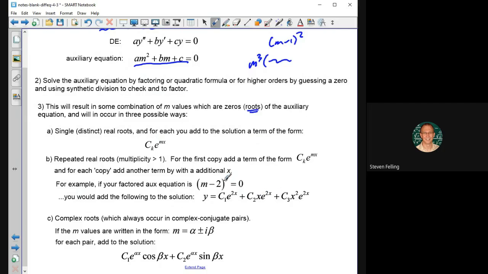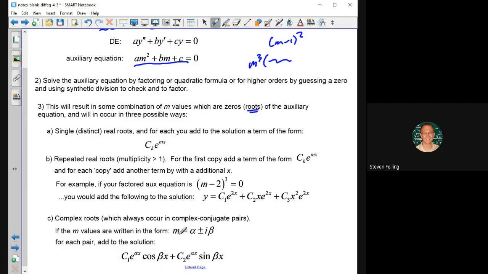And the third one that you add for the third multiplicity will be a constant times x squared times e to the 2x. So you just tack on another x for each additional multiplicity that you have. And then sometimes you'll have values here where the only solutions are complex numbers because you had to resort to the quadratic formula and you got a square root of a negative. That's okay. You can have a complex root here.